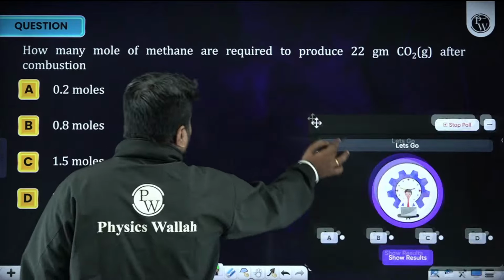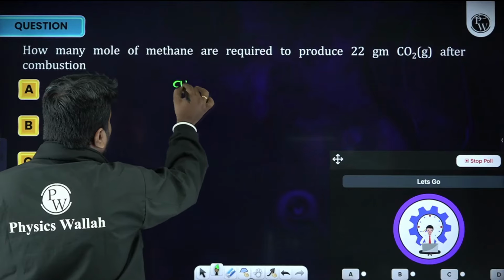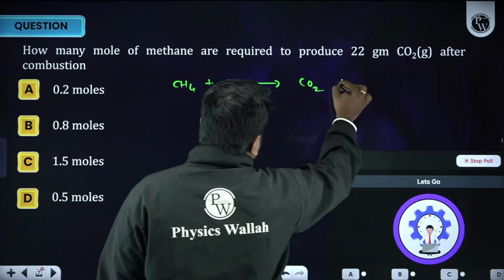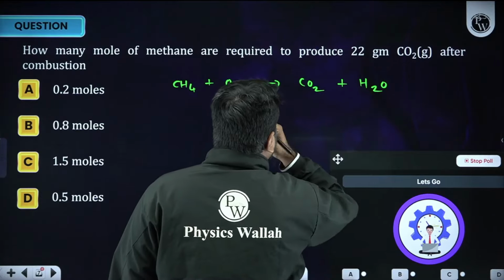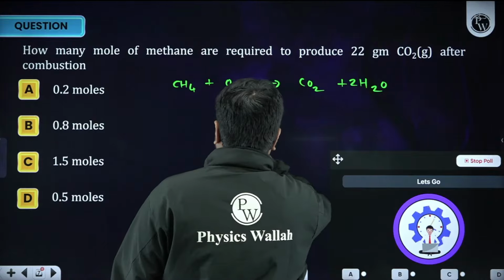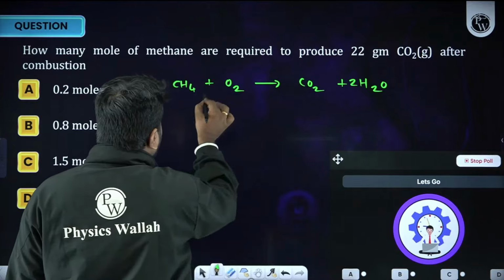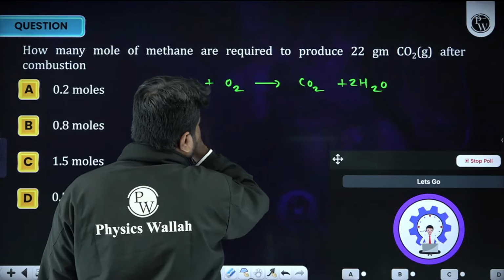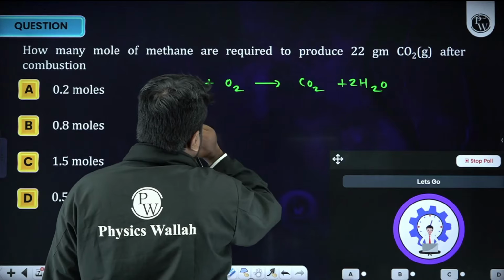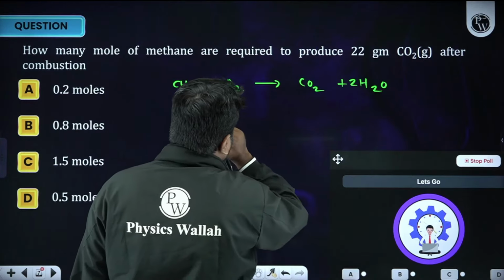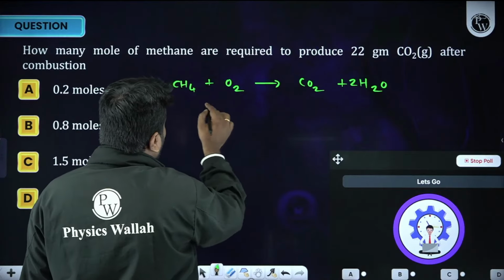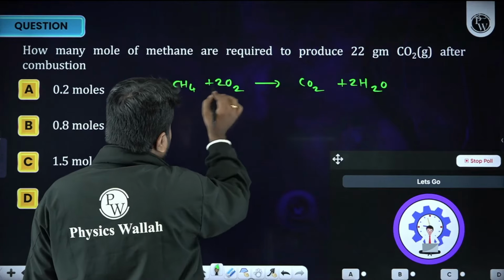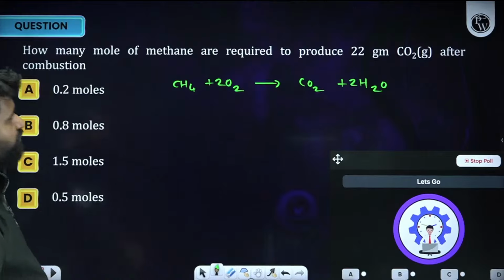So, how many moles of methane are required to produce CO2? What is the formula? CH4 plus O2 will give CO2 plus H2O. So I will be getting 2 moles of CO2, 1 mole, and then how many moles of O2 will we be getting? X plus Y by 4. So 3 moles of O2? No, no, no. 3 by 2 I will be getting, right? X plus Y by 4. So X is 1, Y by 4, 4 by 4 is 1, so 2.